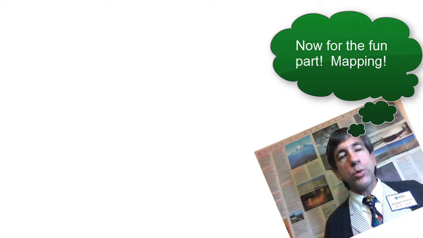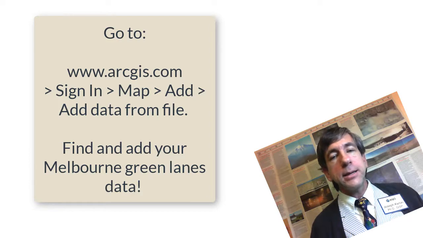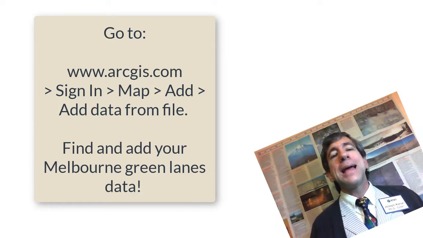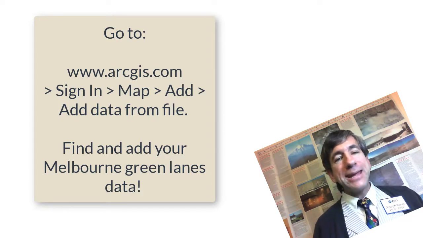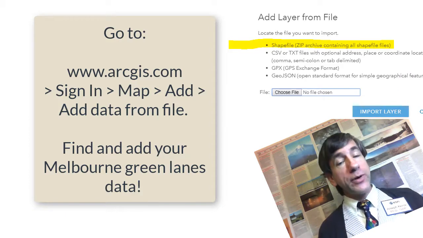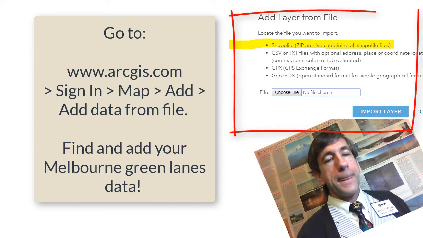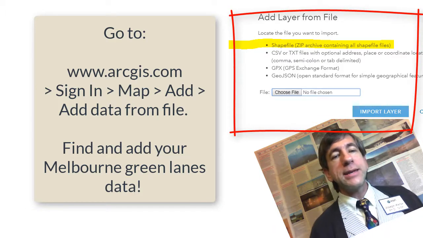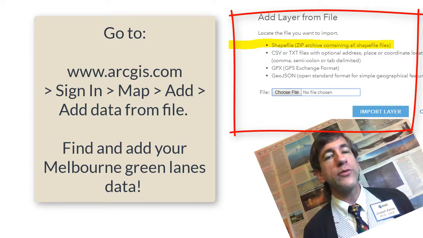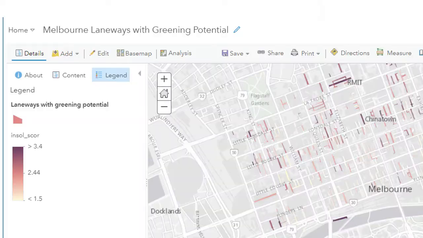Go to a new tab in your web browser. Access ArcGIS Online, go ahead and sign in, select Map, Add, and add data from File. You know what's coming next, right? You're going to go to your shapefile in a zip format as shown here. Then go ahead and navigate to the location where your file is stored. Import layer to add it to your map. Click on OK once the smart mapping is finished.